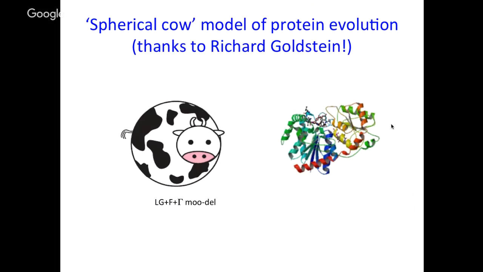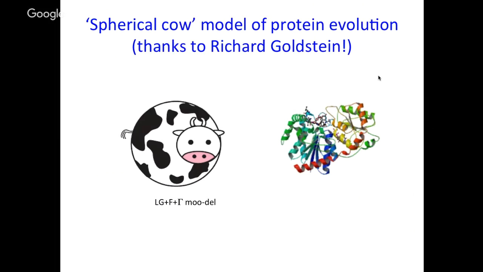The problem is it's nothing like how real proteins evolve, and it's the averaging over many sites, different types of sites, different lineages, that has actually given rise to a widely and broadly useful model, but a model that actually has some serious shortcomings, especially when you're looking at the deepest branches in the tree of life.